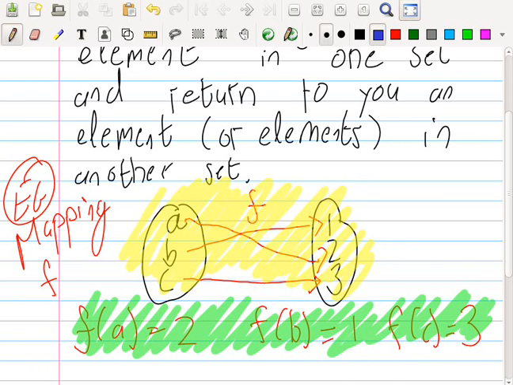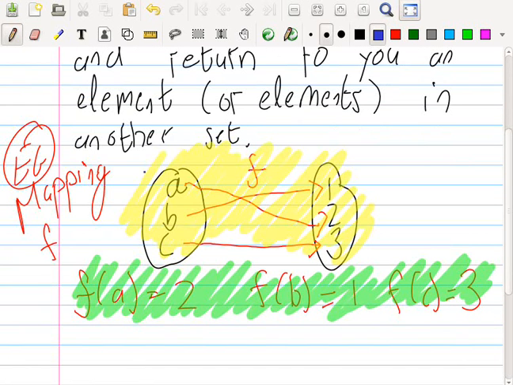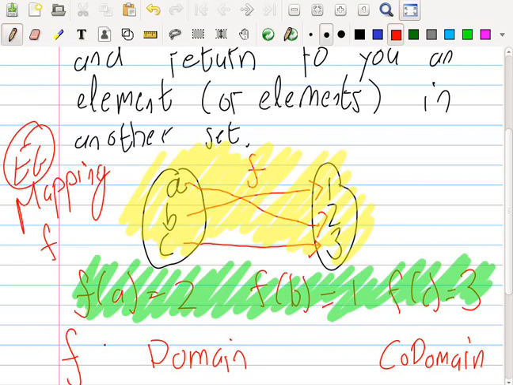Okay, now there's a little bit of vocabulary. This set here that you begin with is actually called, and it might be a word you're familiar with, the domain. And this set here at the end is called the codomain. So you say your F takes something from the domain and then gives you back something from the codomain. So here domain is A, B, C, and here codomain is 1, 2, 3. So that's some vocabulary for you.